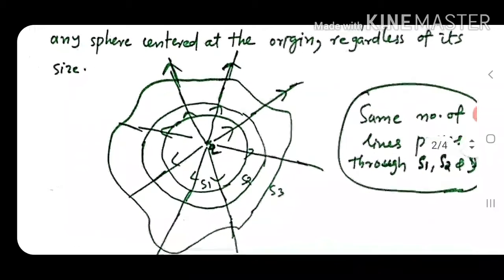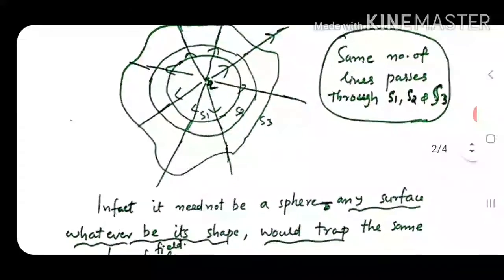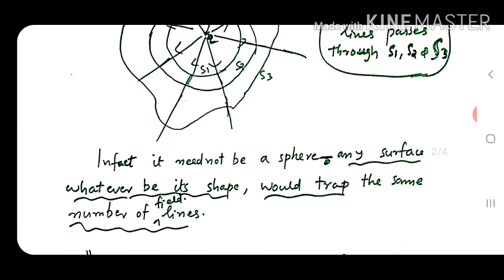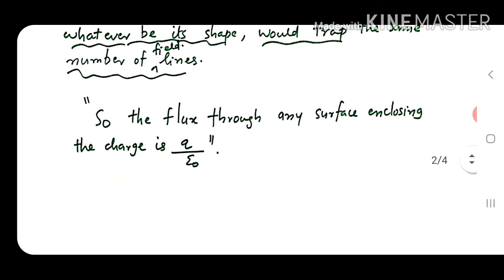See the surface S3. It is not a sphere, but the number of field lines passing through S1, S2 and S3 are the same. So the surface that we consider need not be a sphere. Any surface, whatever be its shape, can be any shape, would trap the same number of field lines. So we arrive at an important idea regarding this.